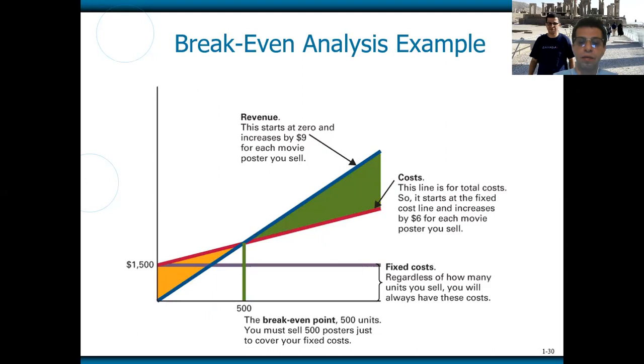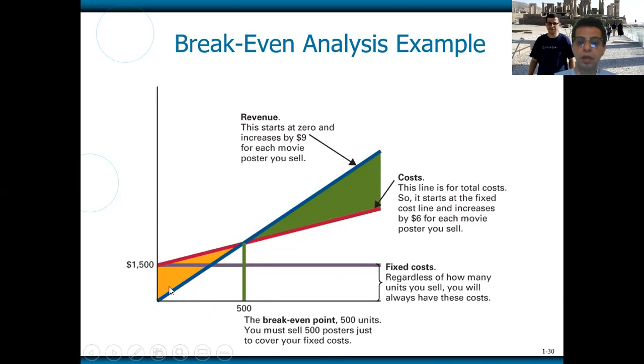Basically, you have, as we said, fixed cost, which doesn't matter whether you're operating or not, it's fixed. And then you have the variable cost, which increases by producing more units, because you're putting in more raw materials to produce them. And then you have the revenue.